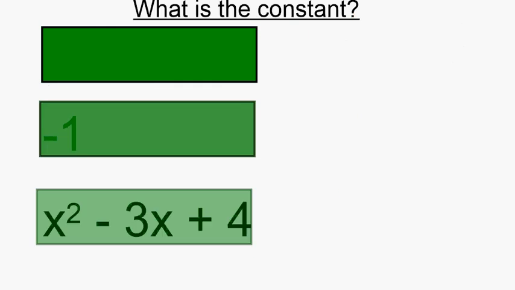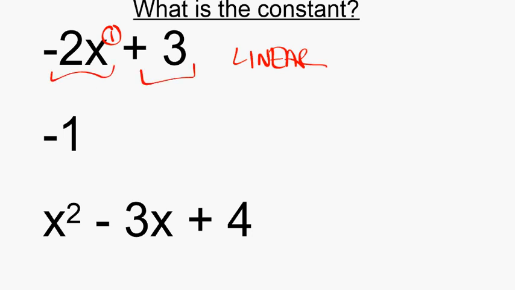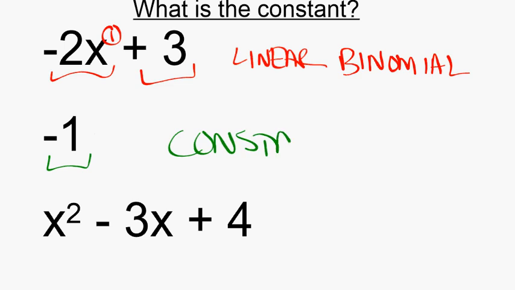Next page, the next set of problems. The first example has a degree of 1. So this is a linear. And since there's 2 terms, it's a linear binomial. This example does not have a variable. It's x to the 0 power. This is a constant. So it is a constant. And it is a monomial because there is only 1 term.